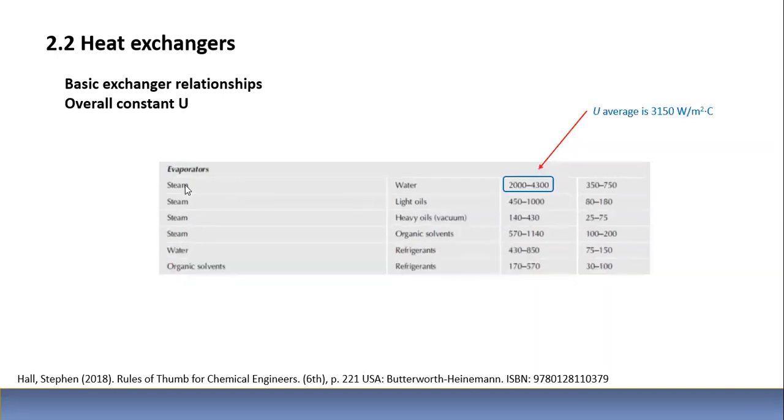For evaporators, this is a common case where you have steam on one side and water on the other side. So the U average will be 3150. We see that the average is just 2000 plus 4300 divided by 2. That gives us 3150 watts per square meter per degree Celsius.